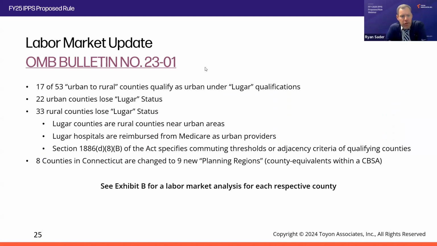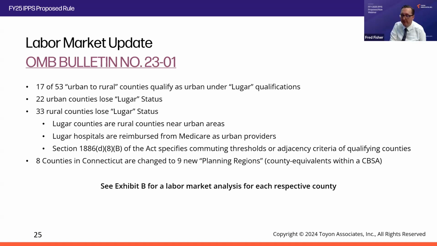Okay, so again, some more verbiage here, just talking about some of these changes. We've got 17 of the 53 urban to rural that qualify as urban under Lugar. So again, I'm not going to go into all these nuances, but these are here for you. We've got 22 counties losing status, 33 rural counties losing Lugar status. Again, a lot of folks are going, what is Lugar? And Lugar was a senator, just for the record, and he came up with this Lugar deal a number of years ago. And then to even add nuance to this, 8 counties in Connecticut now have these quote unquote planning regions. So I don't know who makes this stuff up, but we've got a slide on that as well.